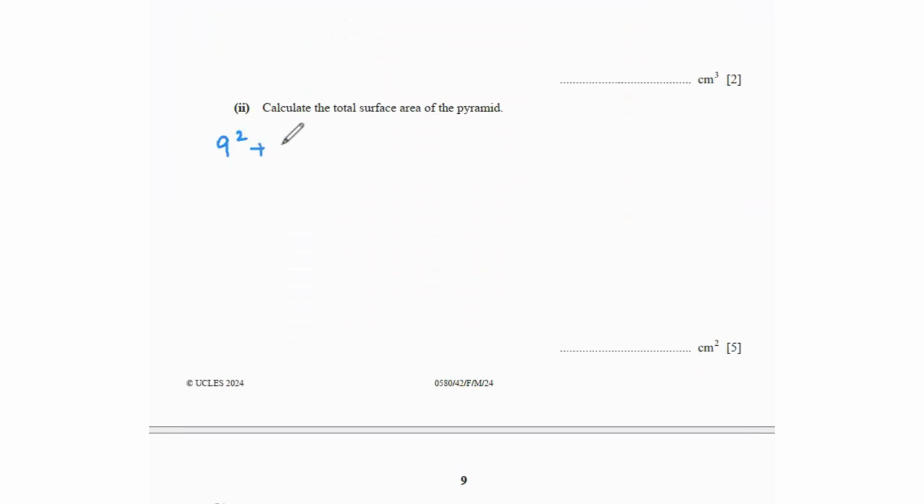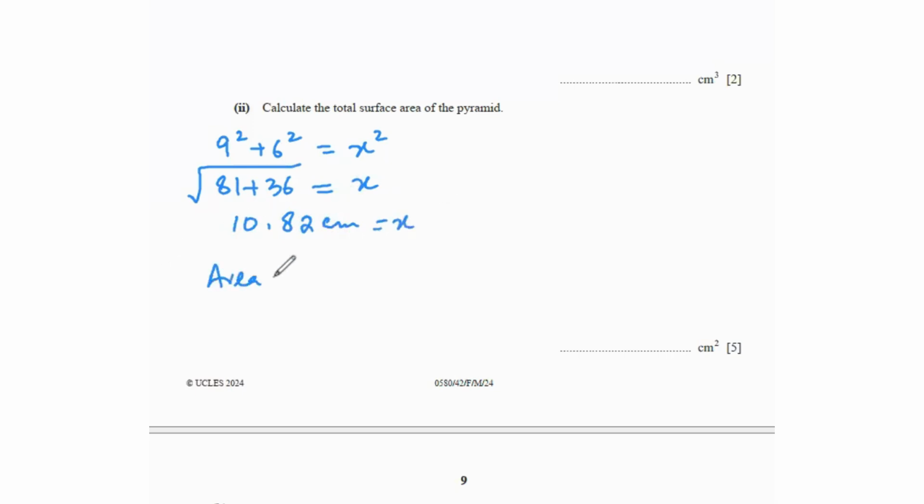9 squared plus 6 squared equals x squared. So that's going to be 81 plus 36, square root to get the value of x, which is going to equal 10.82 centimeters. So now the area of 4 triangles is going to be 1 over 2 times the base, which is 12, and height is 10.82.